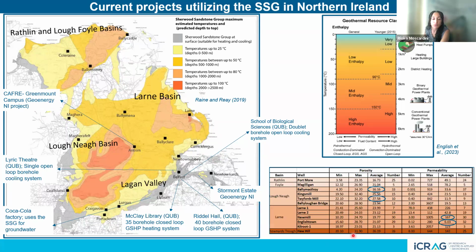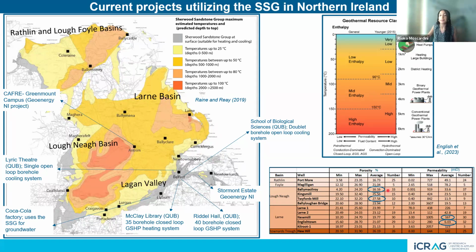Before we move on, I just want to bring attention to this graph to show the need for heterogeneity studies and for looking into porosity and permeability changes. If we look at this section, which shows the porosity in the Larne Basin, and at the average porosity of all the well data from these basins, we can see that the highest recorded porosity is in the same basin where the lower porosity was recorded.